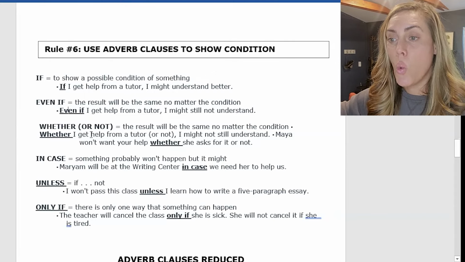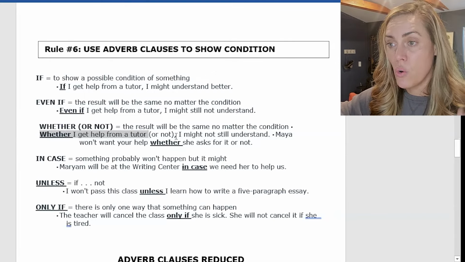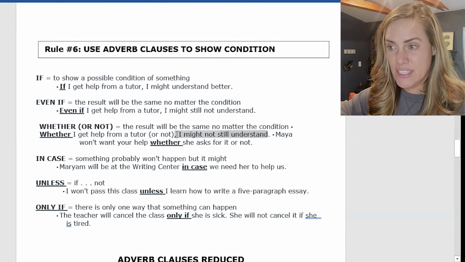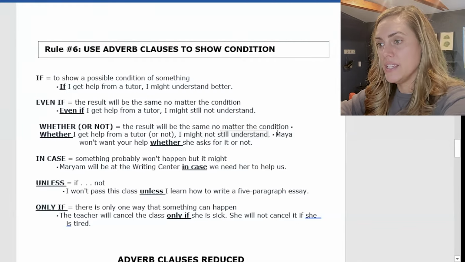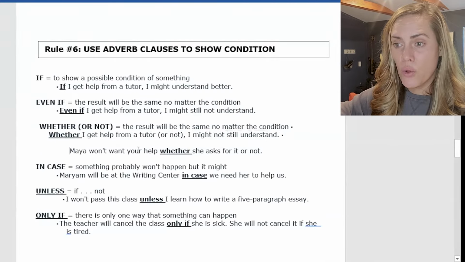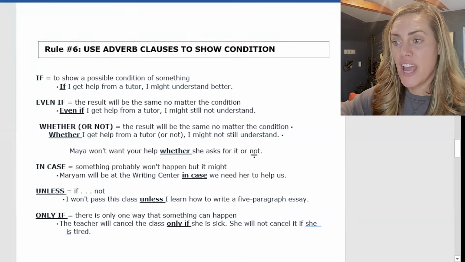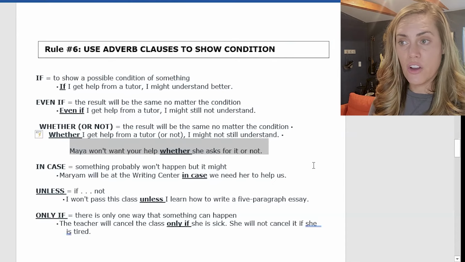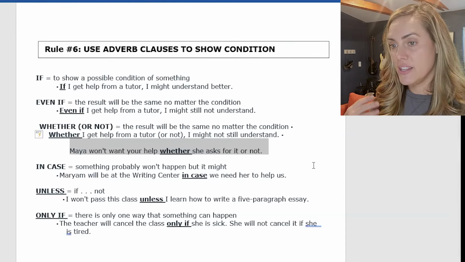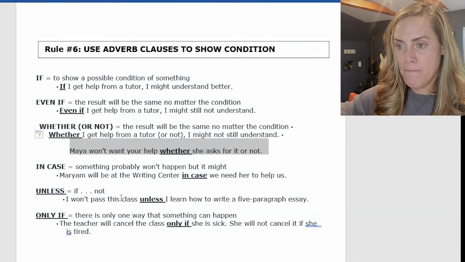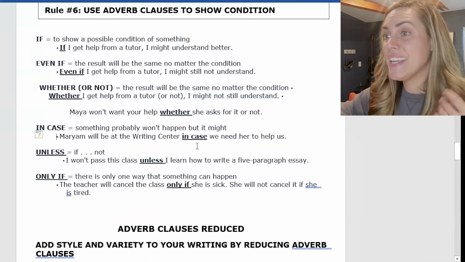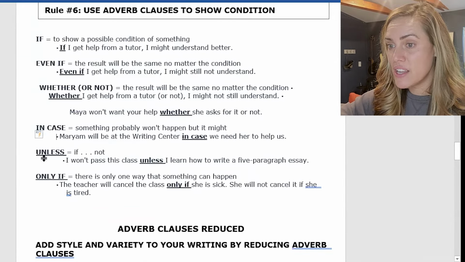So we can say, whether I get help from a tutor or not, I might still not understand, okay? Or we can say, Maya won't want your help whether she asks for it or not. So if she asks for it, she still won't want your help. She won't want your help whether she asks for it or not. These are conditionals, okay? You can use in case. Miriam will be at the writing center in case we need her to help us.